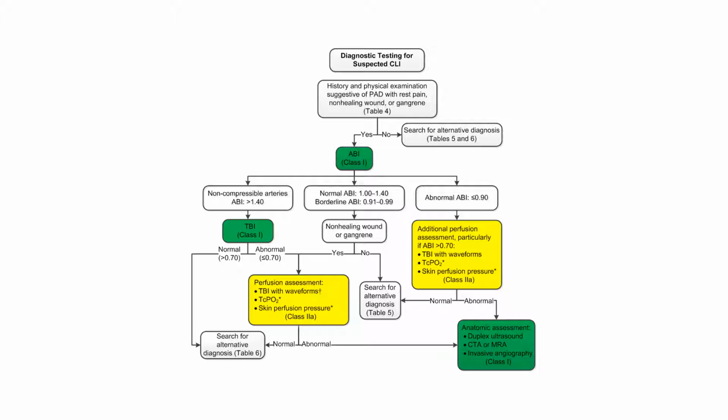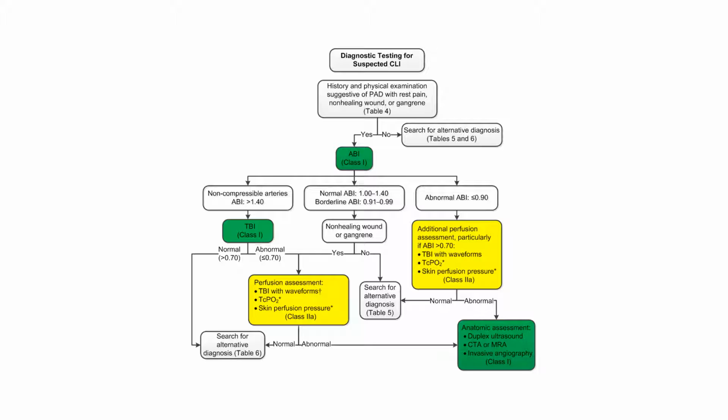Okay, this tells us the diagnostic testing we want to do for suspected critical limb ischemia. These patients are the ones that come in and they're less than or equal to 0.5. If they have a history and a physical examination suggestive of peripheral artery disease with rest pain, non-healing wound, or gangrene, then we want to go and do more of the testing.